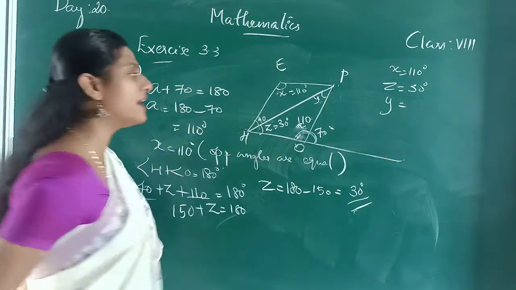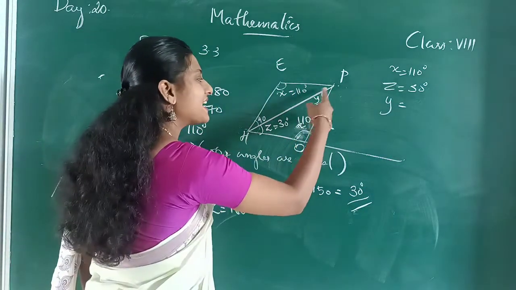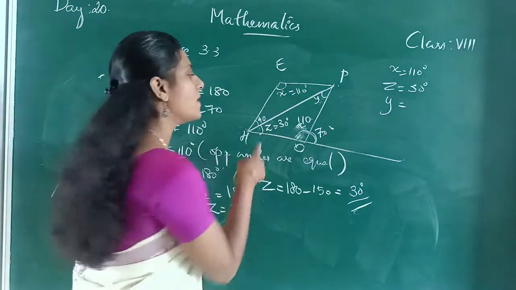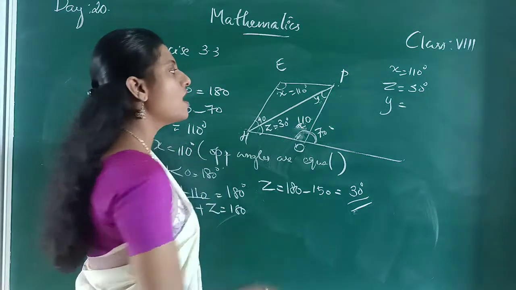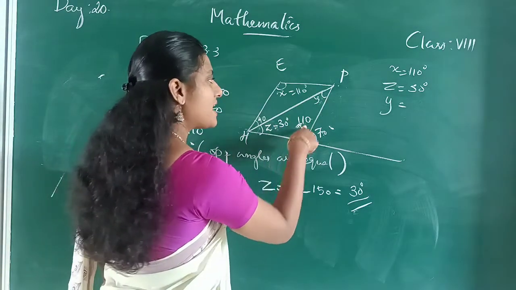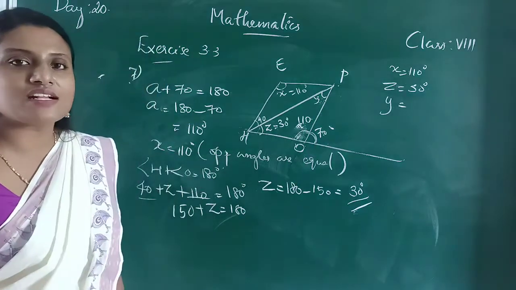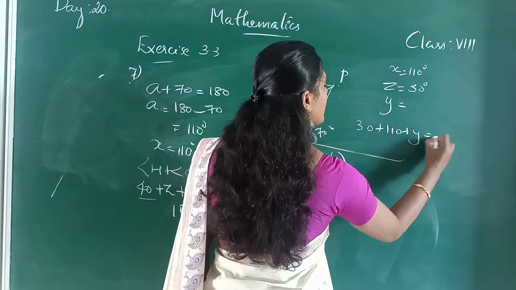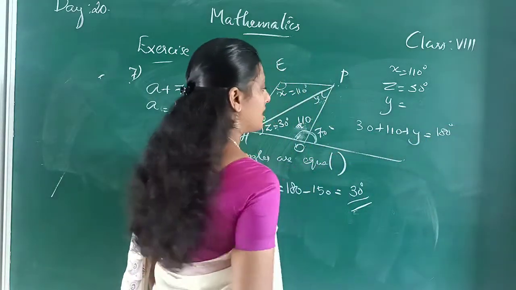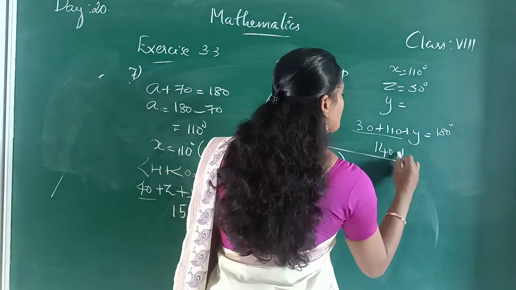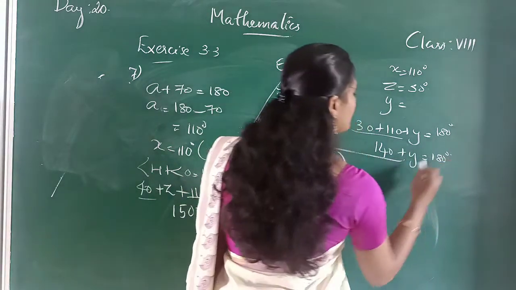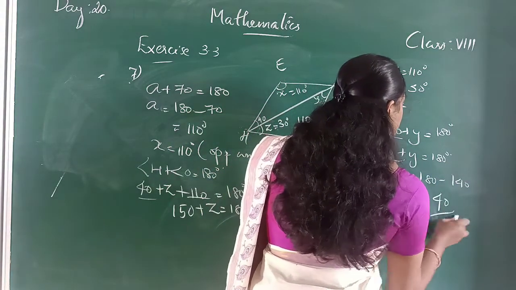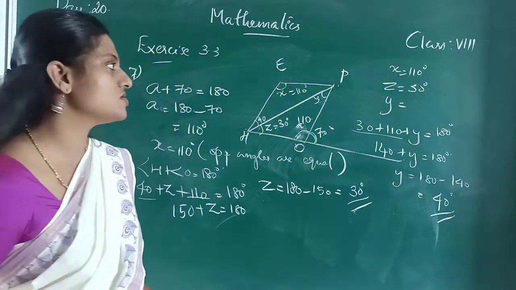Next you have to find Y. Look at Y. Y is the angle inside this triangle, and you know the two angles of this triangle. One angle is 30, one angle is 110. How do you find Y? This 30 plus 110 plus Y is equal to what? Sum of three angles is 180 degree. That you can write as 30 plus 110 plus Y is equal to 180 degree. 30 plus 110 is 140 plus Y is equal to 180 degree, or Y is equal to 180 minus 140. Answer is 40 degree.